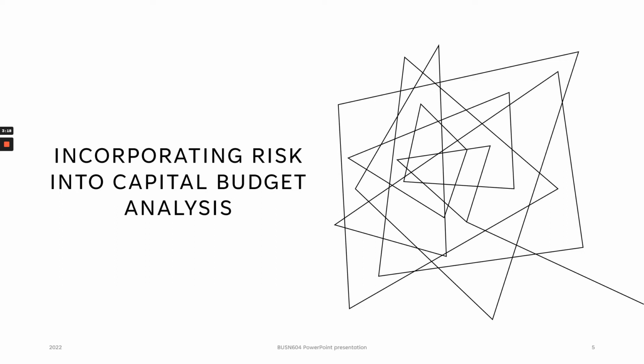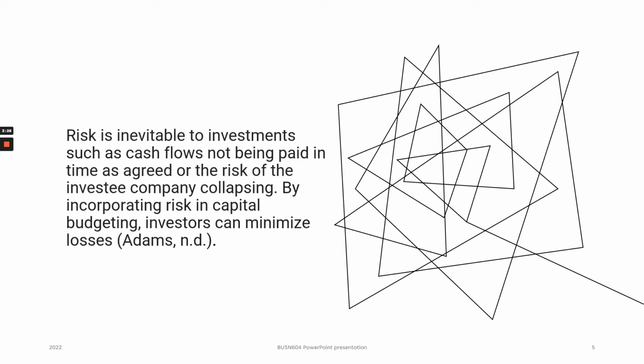Next, let's talk about incorporating risk into capital budget analysis. Risk is inevitable to investments such as cash flows not being paid in time or risk of the investee company collapsing. By incorporating risk in capital budgeting, investors can minimize their losses. So there are 2 common areas to pay attention to.